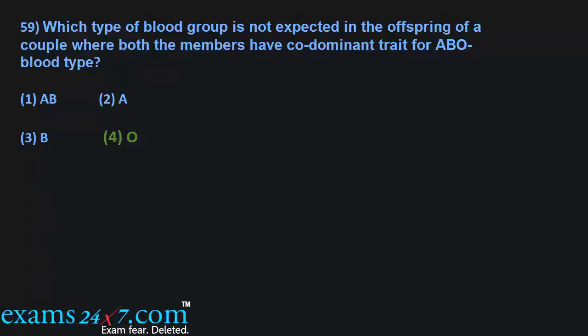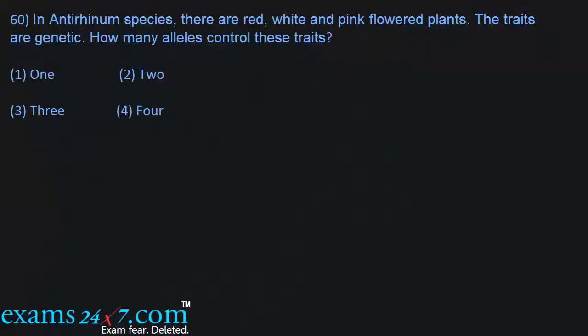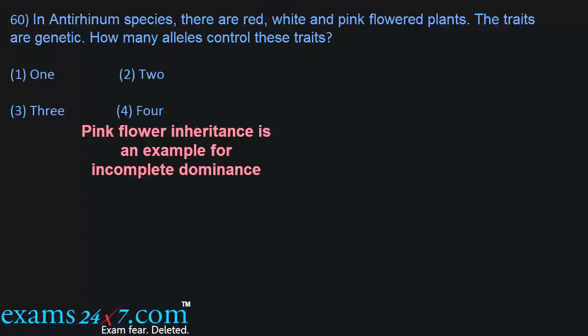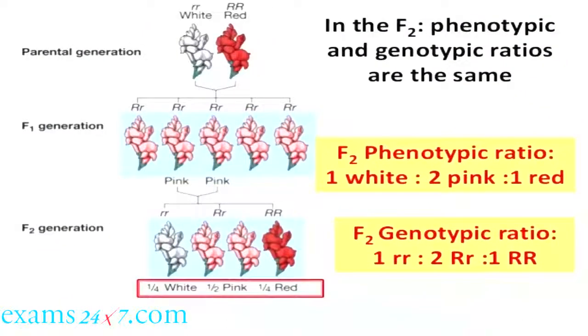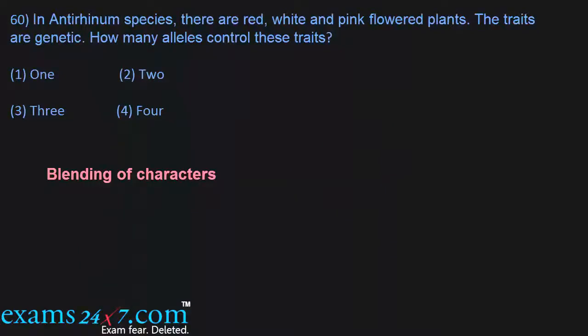Now we come to question number 60. In anti-rhinum species, there are red, white and pink flowered plants. The traits are genetic. How many alleles control these traits? I hope all of you know. Pink flower inheritance is an example for incomplete dominance. And there are going to be 2 alleles, one for red color of the flower and other for white. When both the alleles come together, they fail to exhibit total dominance. Thereby we are going to see incomplete dominance.